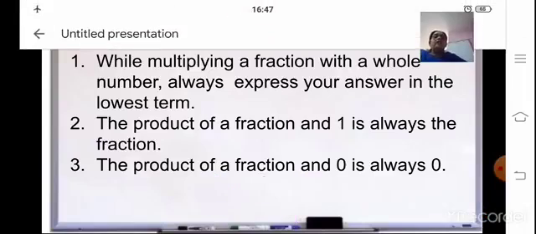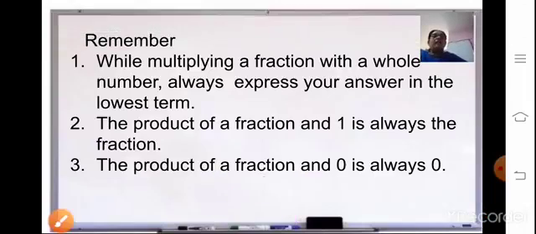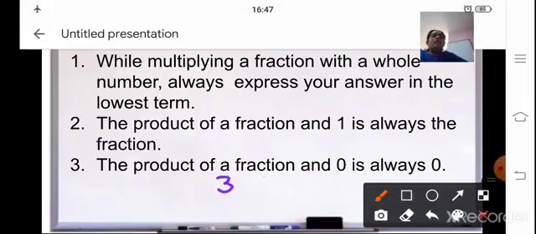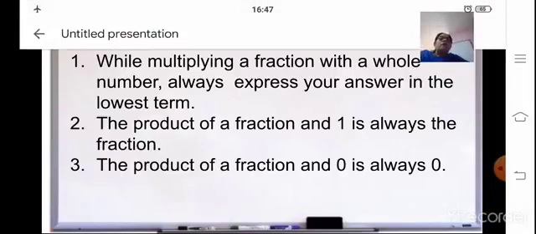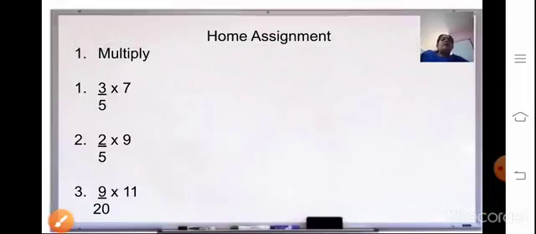Now the same thing, the third one, the product of a fraction and 0. Now if I say 3 upon 4 multiplied by 0, we have also learned that any number multiplied by 0 will always be 0. So same here, the product of a fraction and 0 is always 0. Okay. So based on this, here is the home assignment, which you have to do in your homework part.